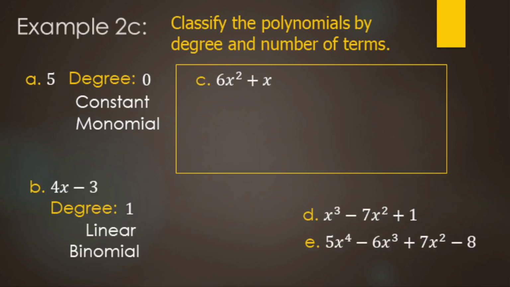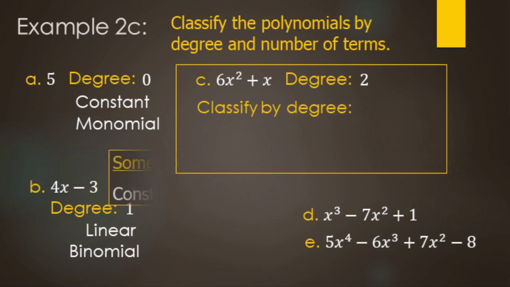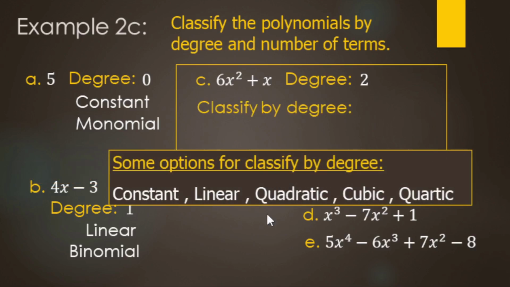Here's 6x squared plus x. What is the degree? Degree is your highest exponent on the variable. In this case, it's a 2. So with all of your second degree polynomials, those are going to be considered quadratic, okay? So second degree goes with quadratic.